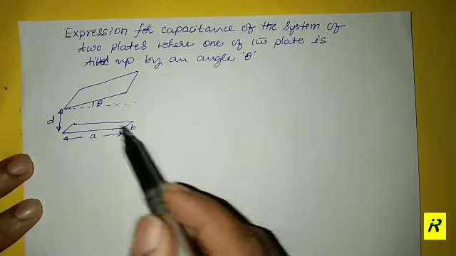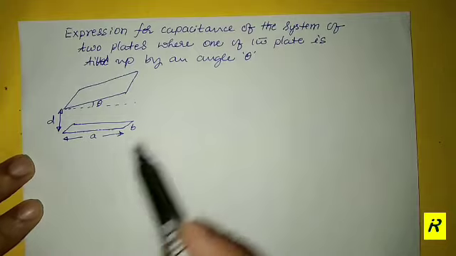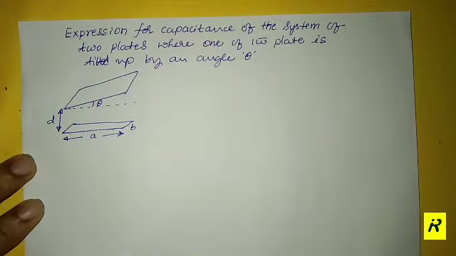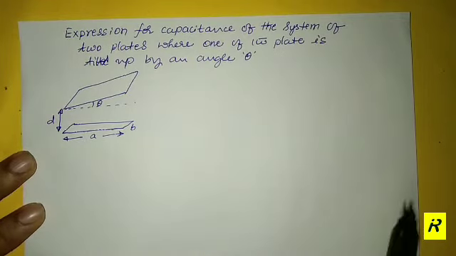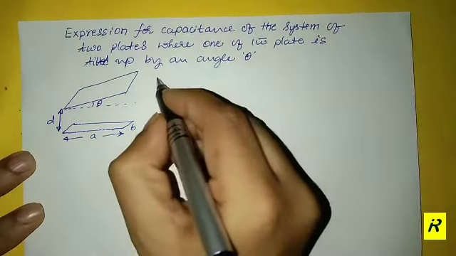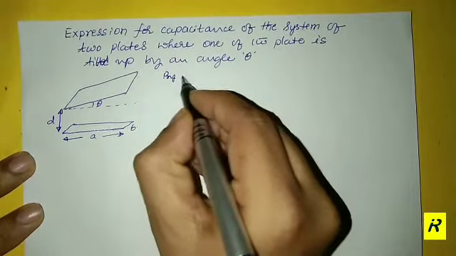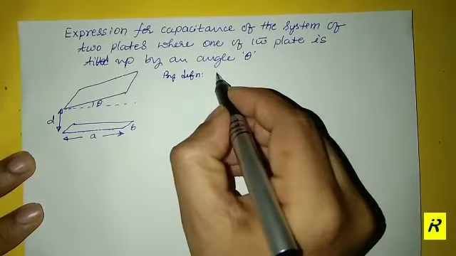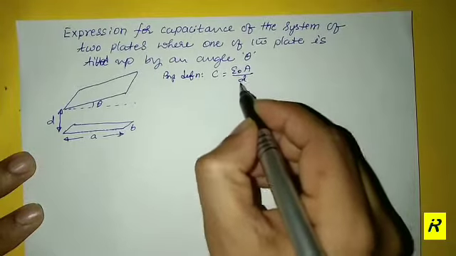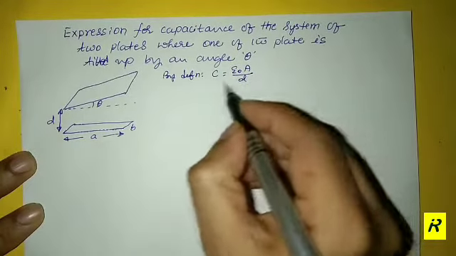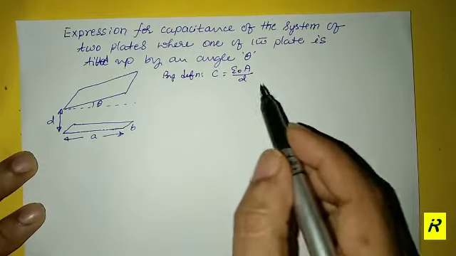So now we have to find an expression for such a system of two plates having capacitance, say C. For this, what we have to do first is recall the expression for capacitance. By definition we write C equals epsilon O into A divided by D. This is the formula we usually use to find the capacitance of any parallel plate capacitor.